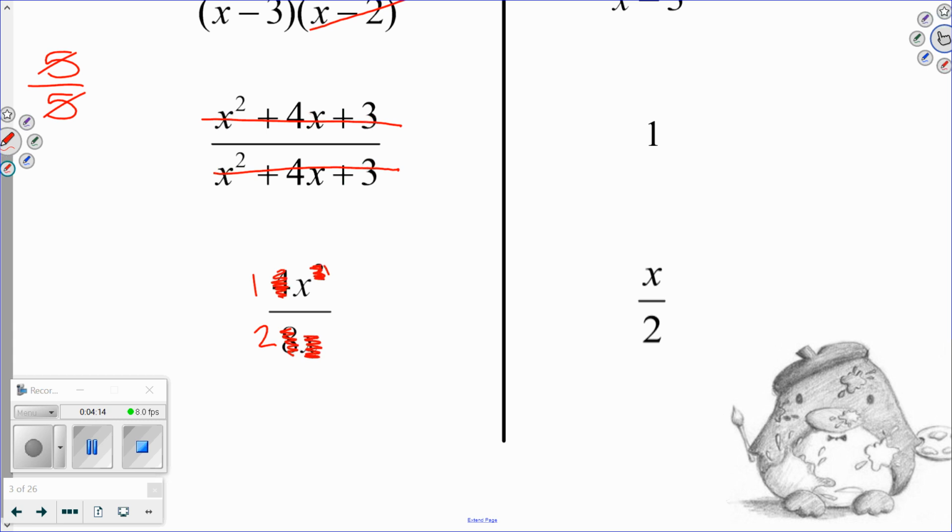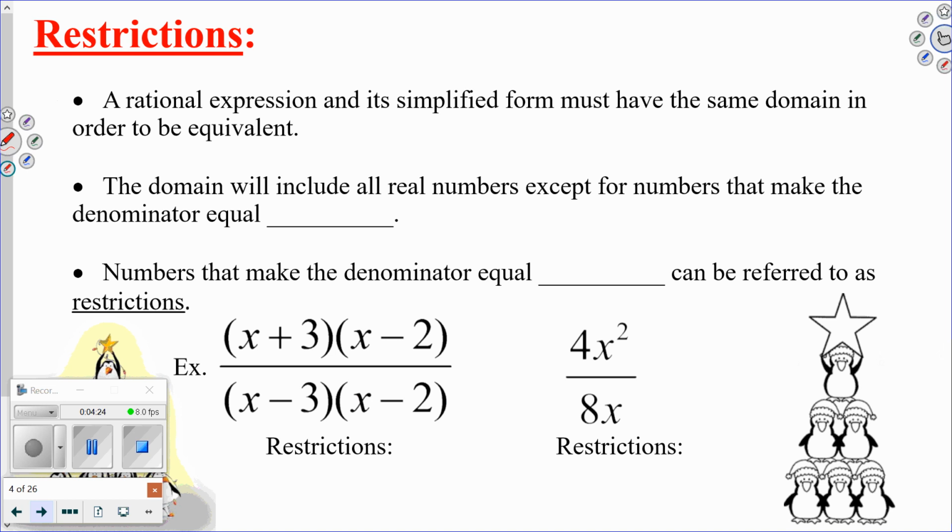If it's held with the plus or minus, you cannot. That's the biggest, hardest thing with this whole chapter. If it's held with a plus or a minus, don't piece that thing out. Okay? All right, so we're going to talk about restrictions.